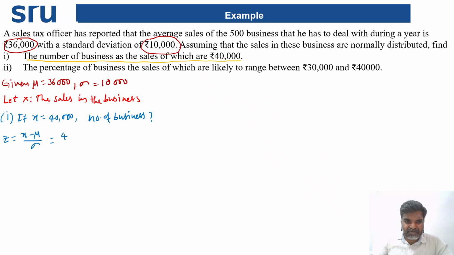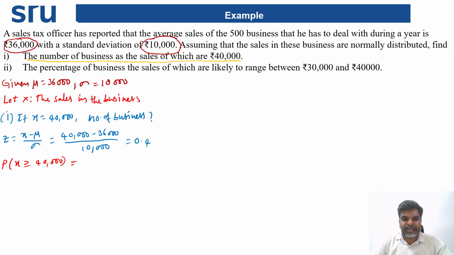So what is X here? 40,000 minus mu, 36,000, by sigma, 10,000. Okay, so we can find here 0.4. To find the probability, we can write down here probability of X greater than or equal to 40,000. Okay, see, immediately you can get one doubt here. I have written X greater than or equal to 40,000, but the question is X equal to 40,000. Why? Okay, I will give you a simple example.